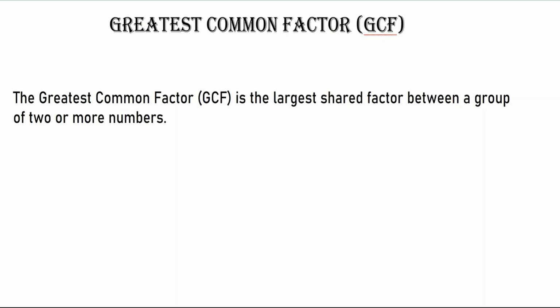Hello and welcome back. Today we are going to talk about the greatest common factor, or GCF, and some methods of determining the greatest common factor. The greatest common factor, or GCF, is the largest shared factor between a group of two or more numbers. And by numbers, I'm referring to positive whole numbers.